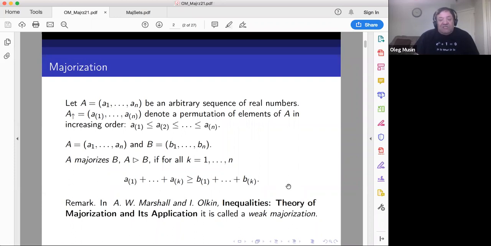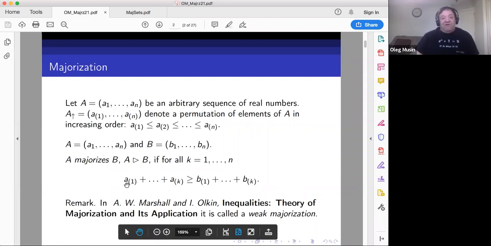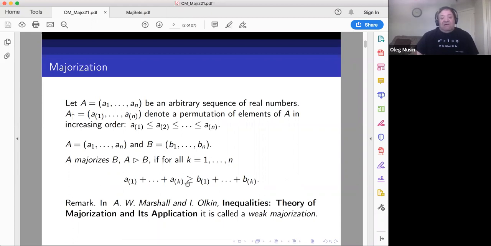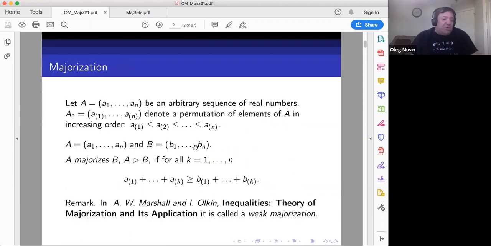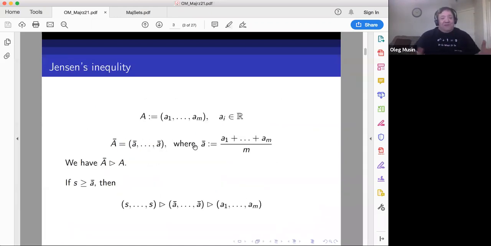The reason is that they always consider the case when the sum of A is equal to the sum of B, that is, when they have equality. In this case we have majorization. I don't agree, by the way, with the word weak, but it is a little bit different.